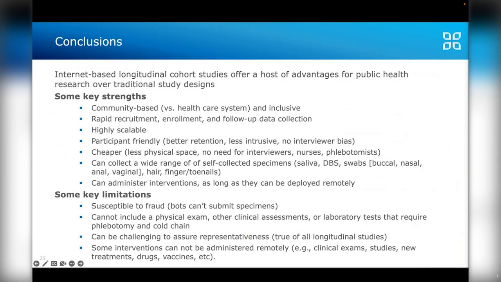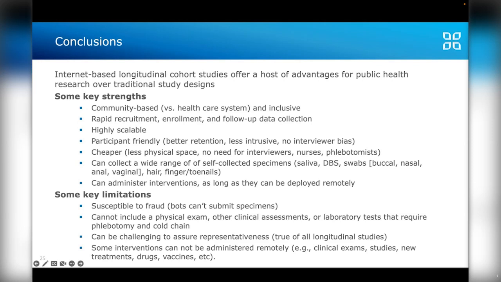They can recruit rapidly for baseline and follow-up data collection. They can be highly scalable. We don't require study centers that are geographically located in fixed places to recruit. They can recruit anywhere. It's participant friendly, and we think that leads to better retention, less intrusiveness around questions that are perhaps difficult to both ask and answer, and that reduces interviewer bias since we have no interviewers.